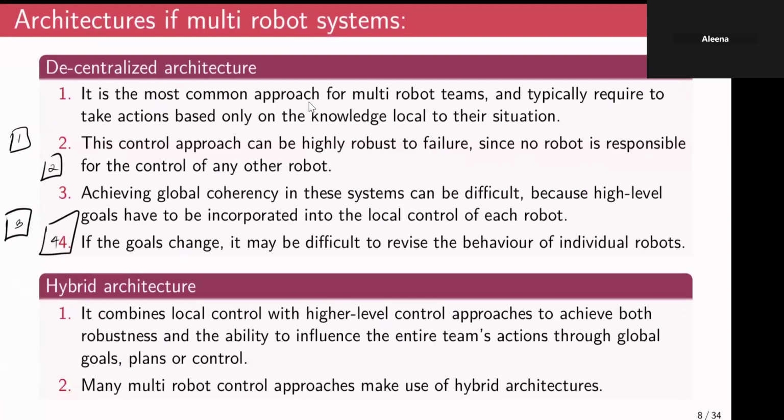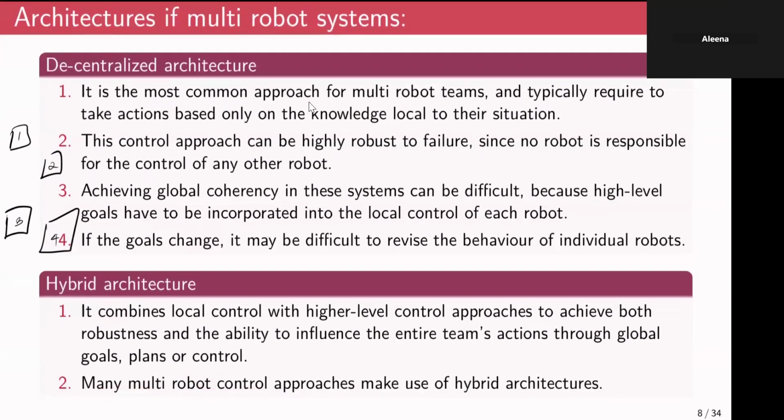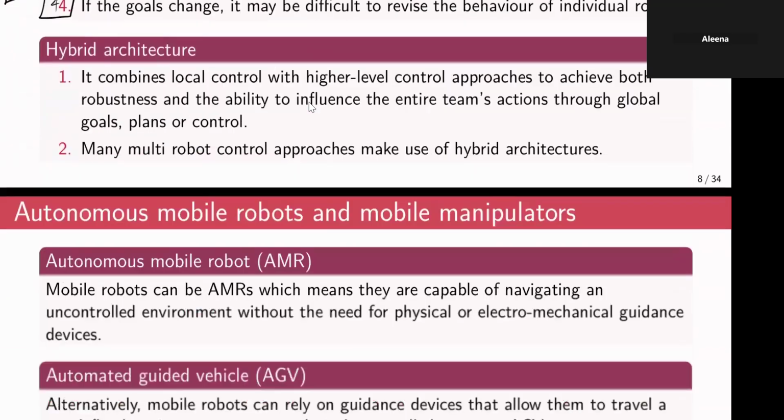The problem statement states that many multiple robot control approaches make use of hybrid architecture. So it's very widely used for its robustness, as well as the ease with which the system can be recalibrated to new tasks. So yeah, that was about the various architectures we discussed in multi-robot systems.